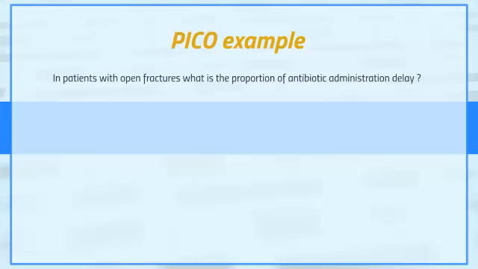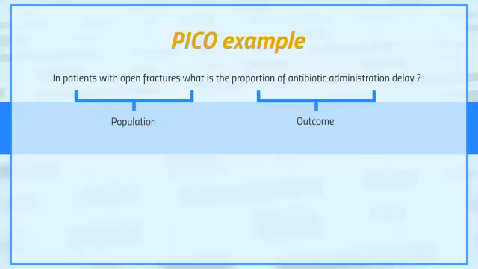And so for those, let's identify the PICO elements. So here, patients with open fractures is the population. The outcome is the proportion of antibiotic administration delay. So it's a binary outcome. Proportion of antibiotic administration delay. It doesn't have all the PICO elements.